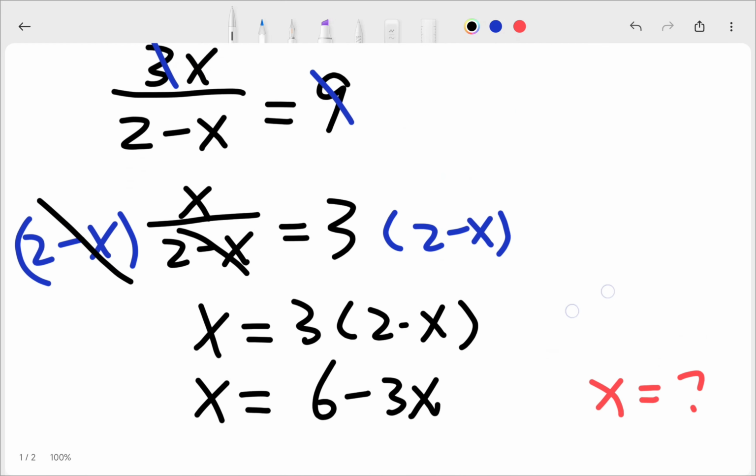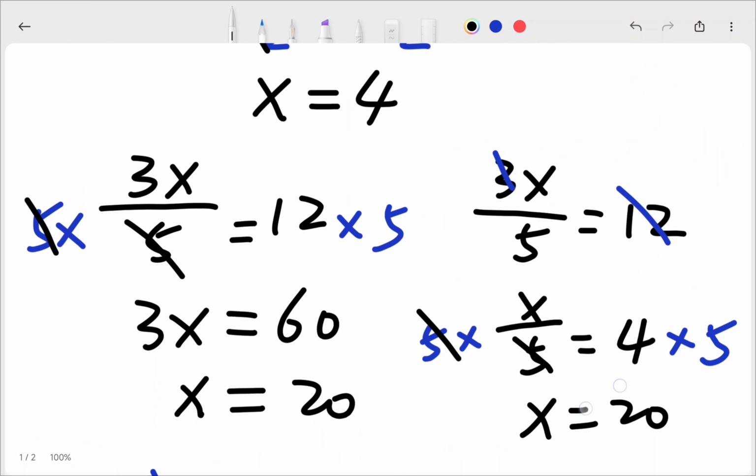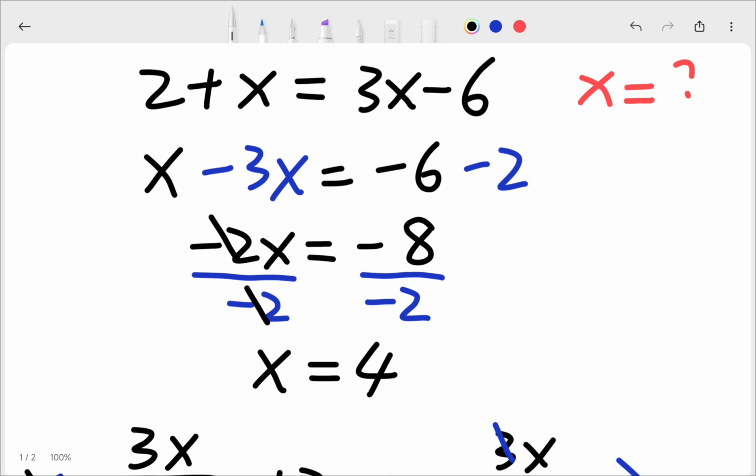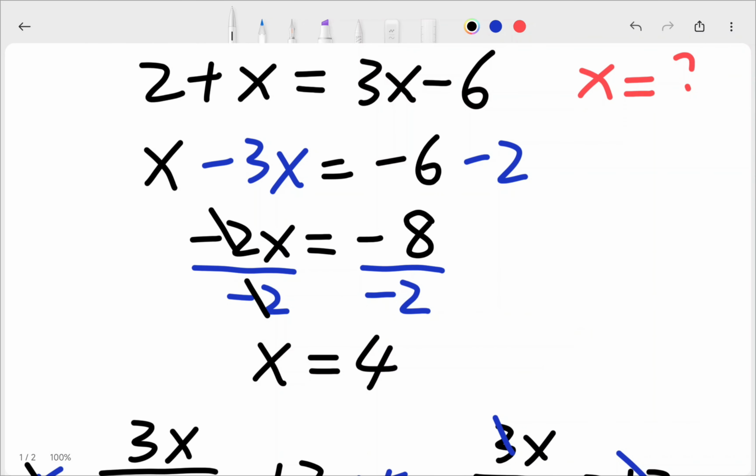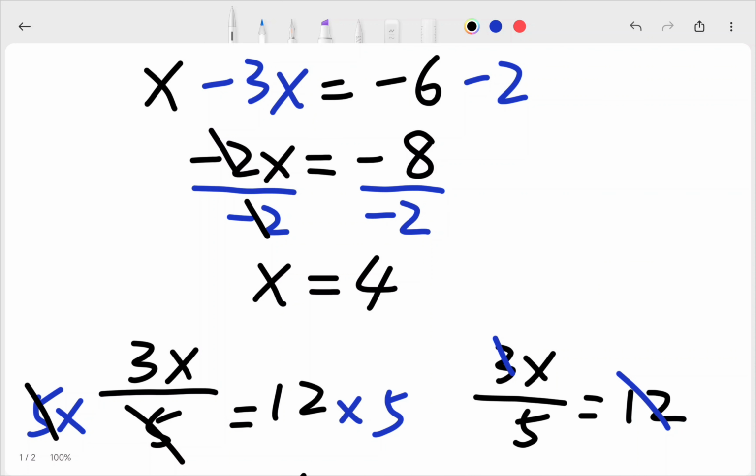and move everything that contains x to one side of the equal sign and everything else to the other side. And when we do that, please change their signs to the opposite. If you would like to get rid of something, we need to perform the opposite, such as if it's multiplying, we divide it. If it's dividing, we multiply it. And make sure we do that on both sides of the equation to keep it balanced.